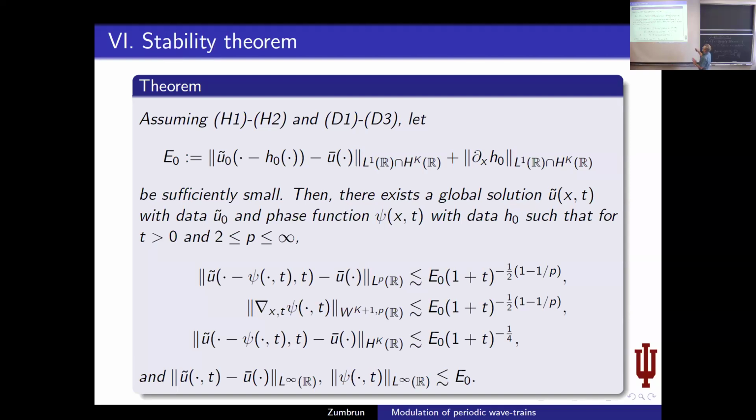And here's the other thing. The derivative of the shifting of the phase must be small in L1. But that's not a localization bound. That would be the L1 norm of H naught. So the phase is not localized. It can go between two limits.